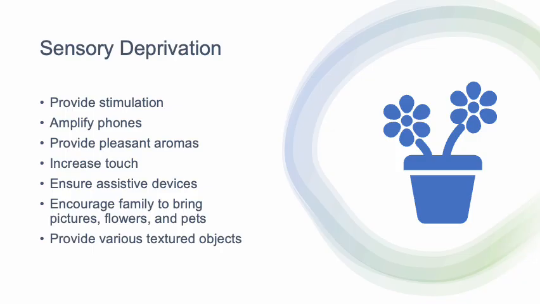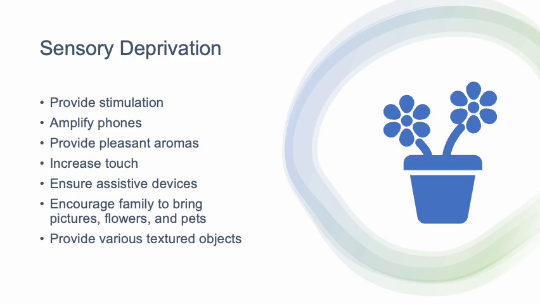This slide goes over interventions we can provide for clients that have sensory deprivation. They may be in the room, they may not have a lot of visitors, so we can provide stimulation. If they can't hear, we can amplify their phones. We can use pleasant aromas to help their senses to relax. We can increase the amount of touch. We can use a hand on the knee or a hand on a shoulder to give them some sensory input. A lot of these people haven't had physical contact.